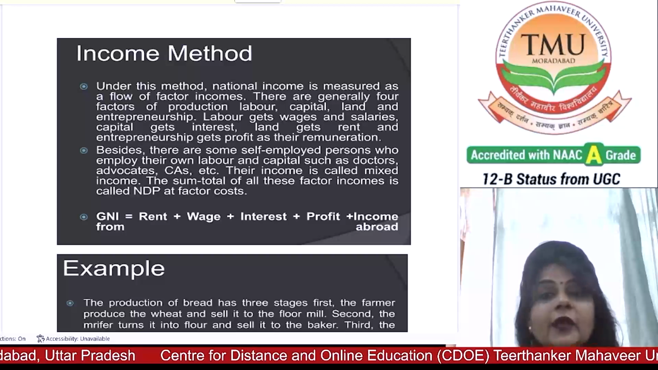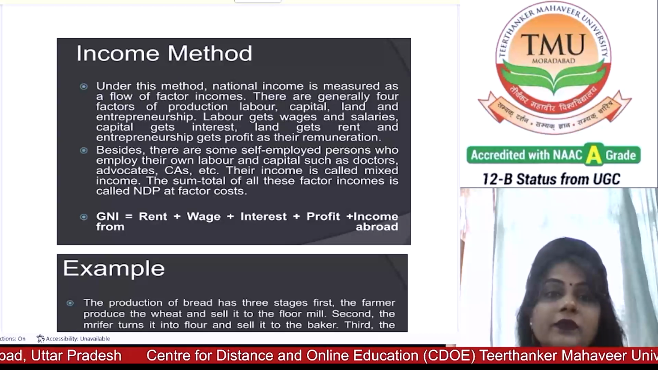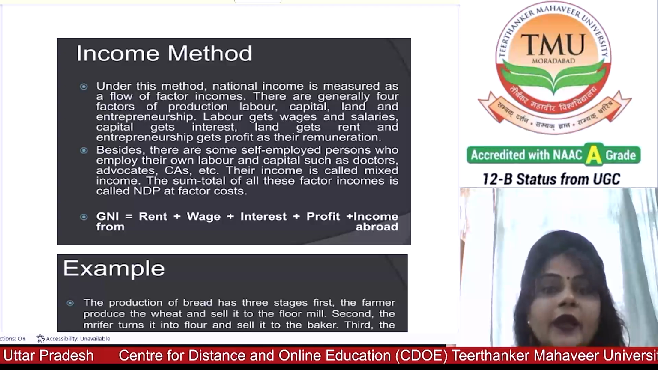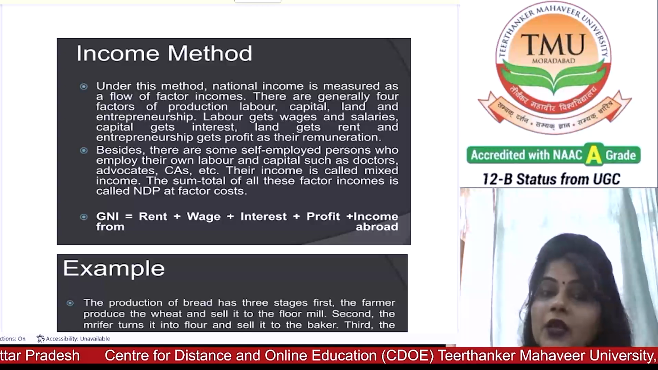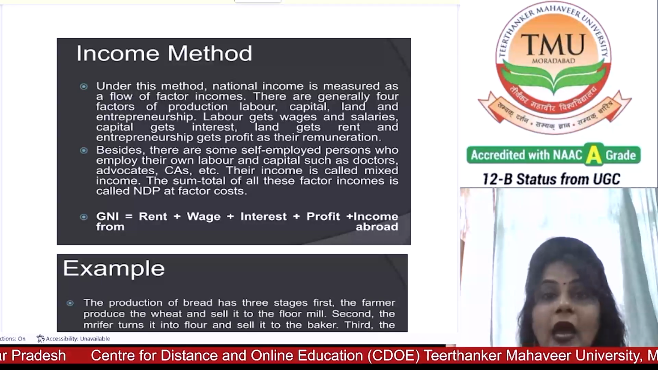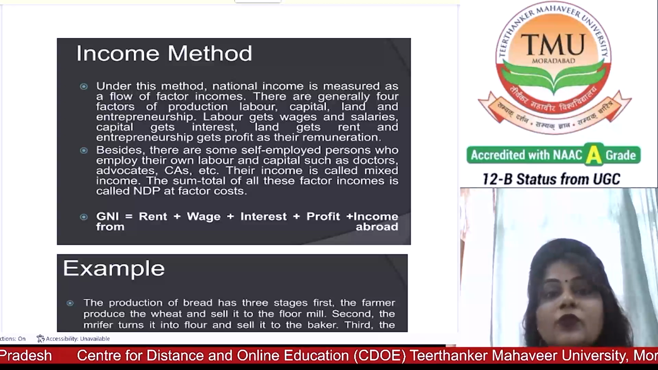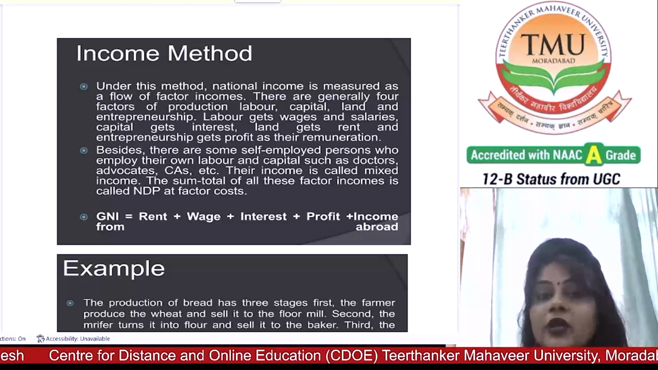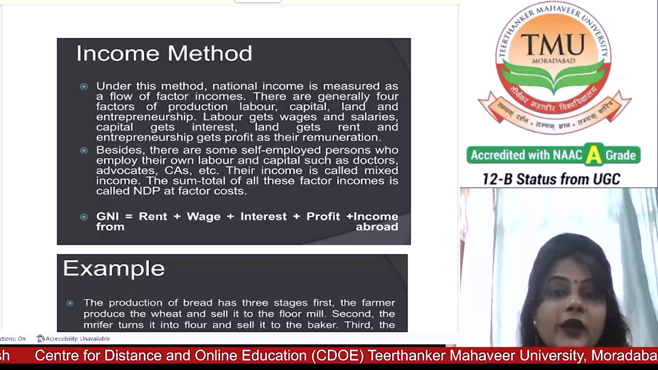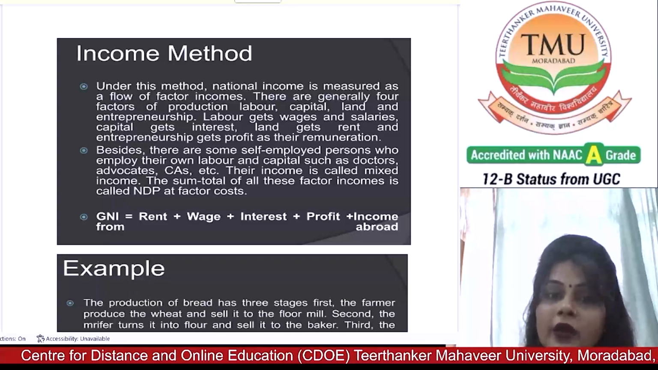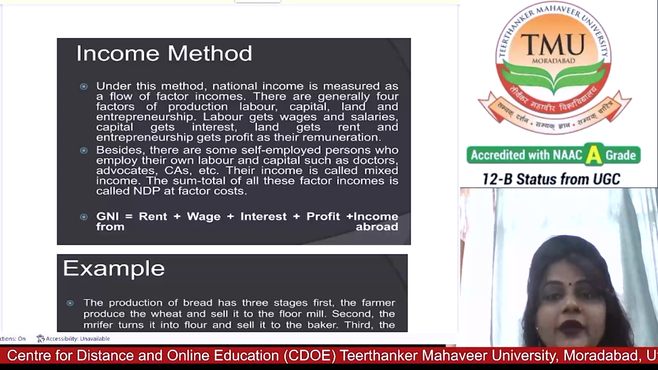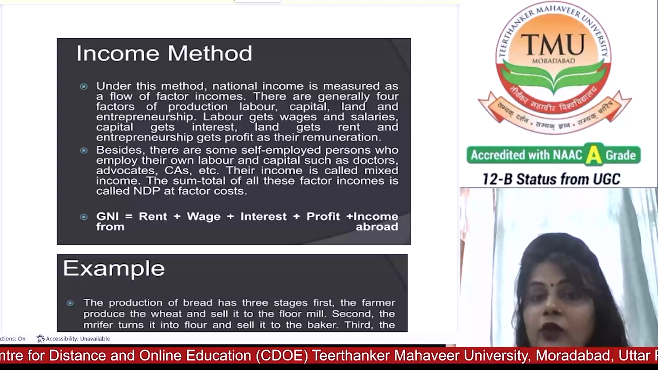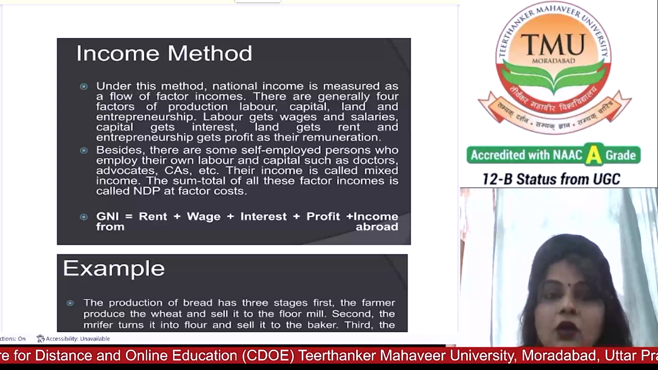Rent is that part of the factor income that arises from ownership of land and buildings. Rental income includes both actual rent obtained from let-out land and imputed rent obtained from self-occupied land. The imputed rent of a self-occupied house is calculated at the market value of that house.